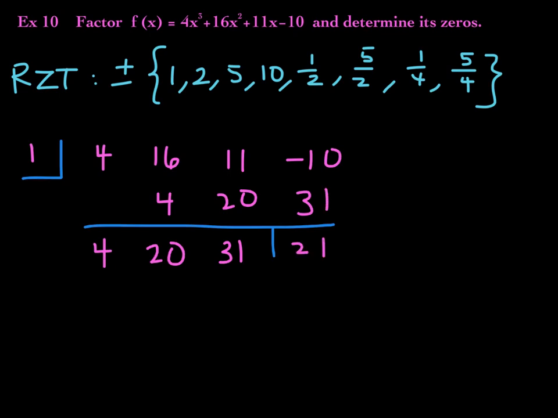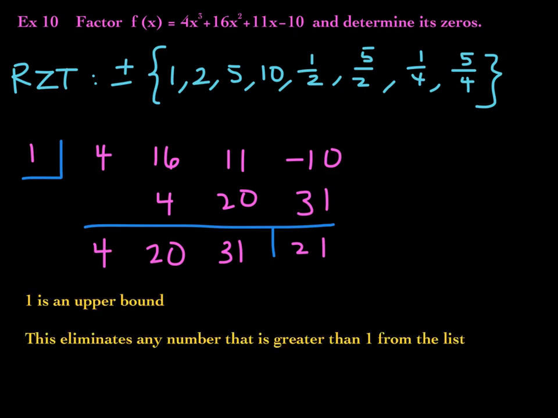And it's not a zero. But what I do notice is that the bottom row is all positive. It's all non-negative, and so is 1. That means 1 is an upper bound. That means you can kick out any value from this list that is greater than 1, it will not be a zero. So because 1 is an upper bound, it eliminates any number that is greater than it from the list. So 2 is gone, 5 is gone, 10 is gone, 5 halves is gone, 5 fourths is gone, as far as the positive values are concerned. The negatives are still there, but the positives are gone. So you can see keeping your eyes open for an upper or lower bound is super helpful.